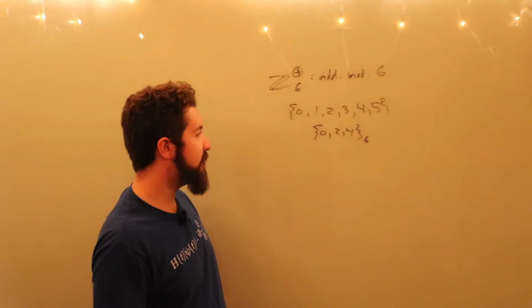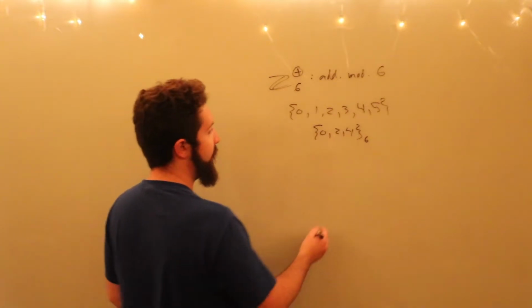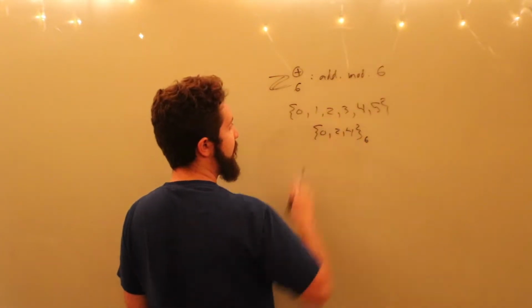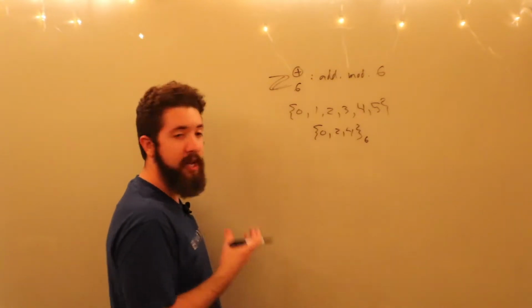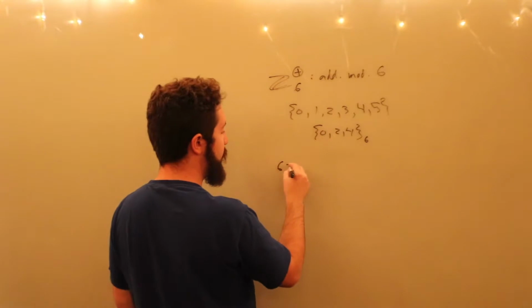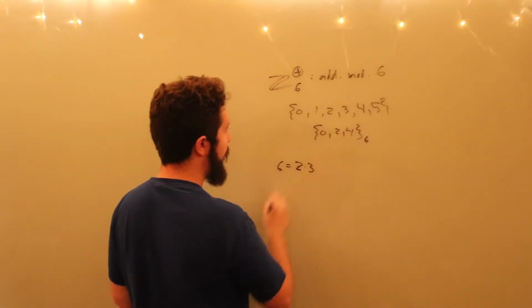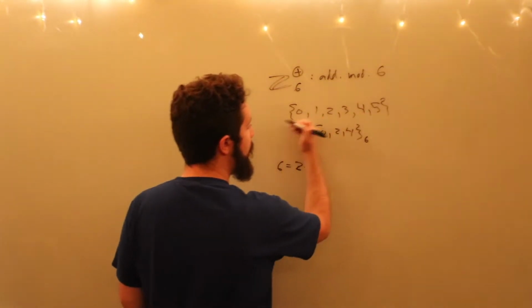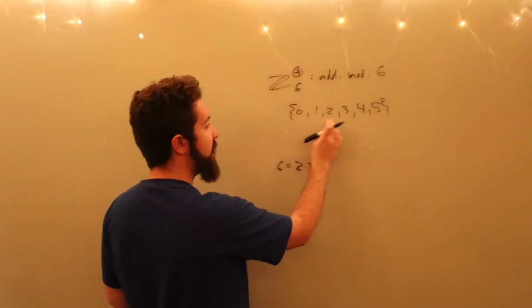Now, if you're looking closely, you might notice something here, that we have mod 6. If you're paying attention, you might notice something interesting here. So 6 is equal to 2 times 3. So we have our group, which has 6 elements in it.